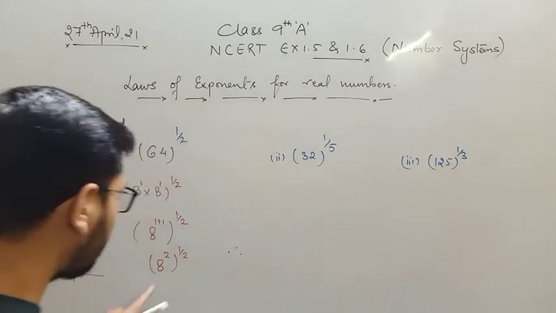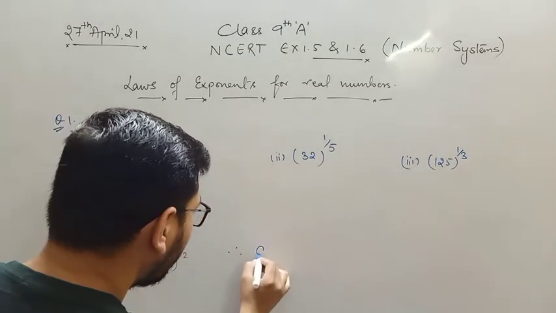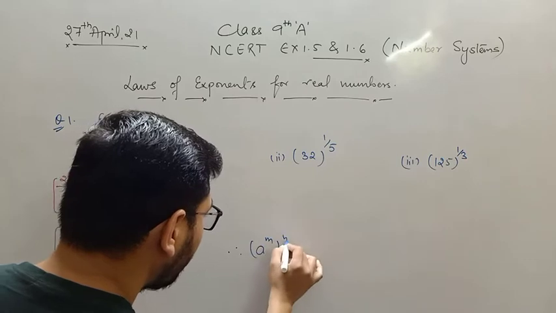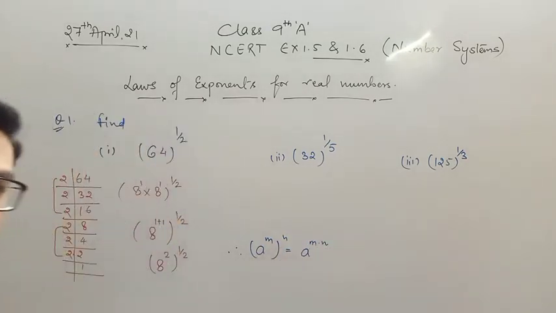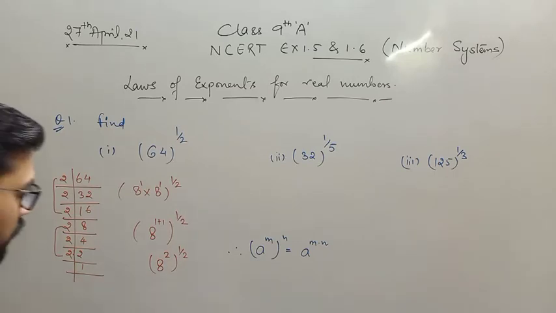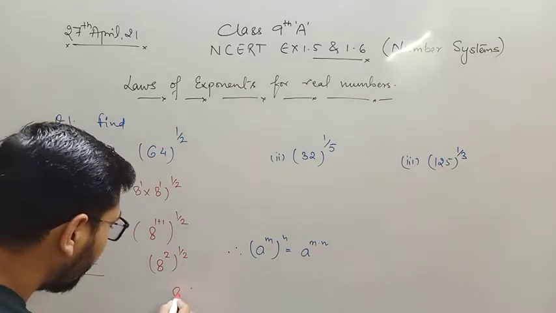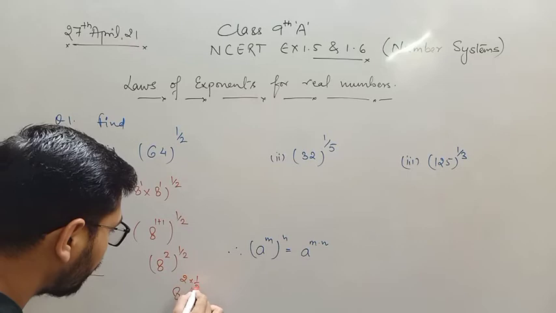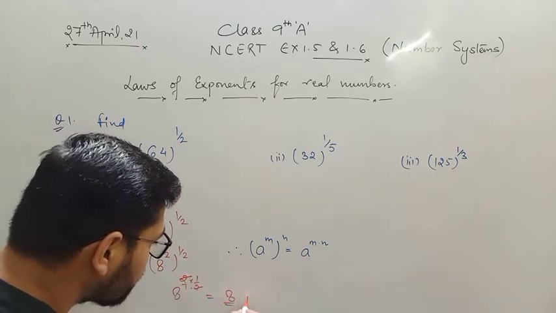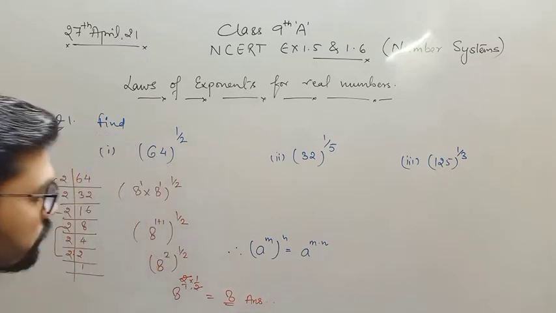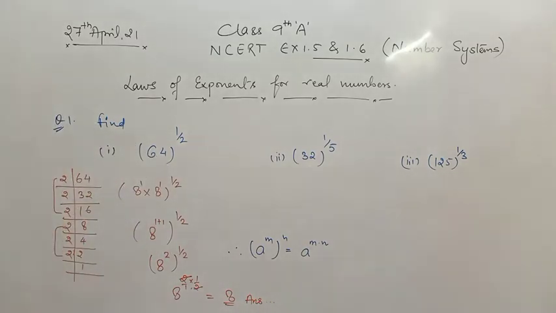Now, can I write a ki power m n like this? A ki power m into n, right? So can I use this property here? So what will I write? 8 ki power 2 into 1 by 2. So 2 se 2 cancel out, 2 1s are 2. So what will I get? 8 is the answer. Note it down fast.